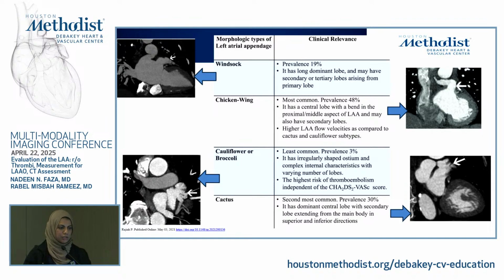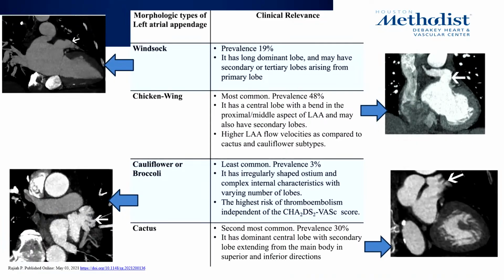So we've already talked about the different morphologies of the left atrial appendage, and this is just a CT correlate. As has been mentioned before, the chicken wing is the most common, and the cauliflower is the least common, but the most likely to be associated with thromboembolic events.